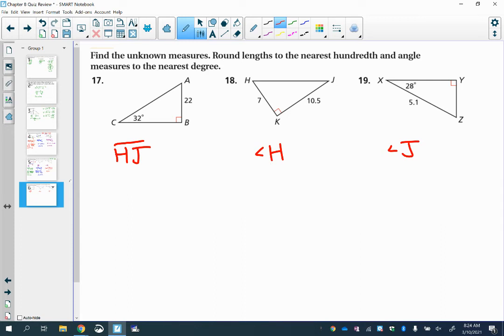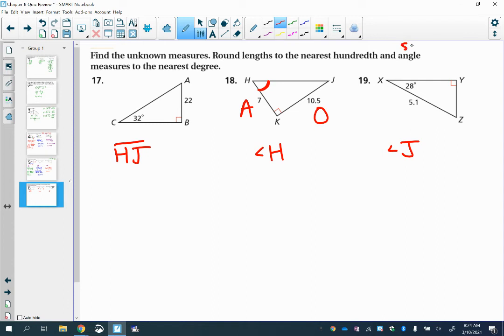So to do that, just pick one. It doesn't matter. Flip a coin. I'm going to do H first because I wrote it first. So I'm going to mark that. From here, I'm going to label the 2 sides that I know. So I know 7, which is adjacent, and I know 10.5, which is opposite. HJ is the hypotenuse because it's the longest. I'm not going to label it because I don't know it, so it's not bringing anything to the table for me.